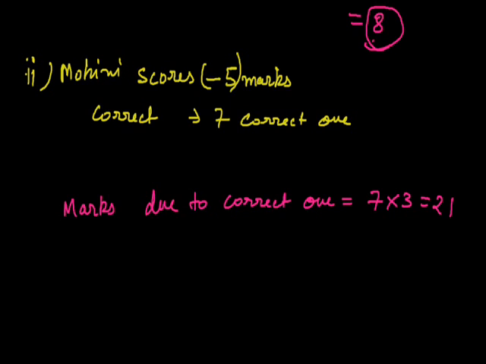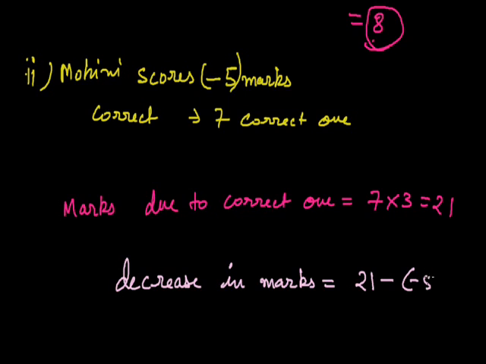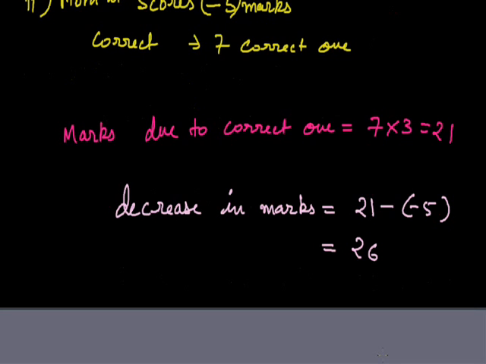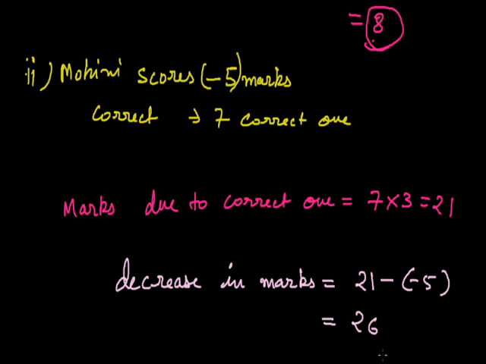Now she has got minus 5 marks. That means there is a decrease in her marks. 21 marks are being lost already, and below that she has got 5 marks below 0. That means we have to subtract minus 5 from 21. This is the decrease in her marks, that is equal to 26. From 21 marks, her marks are being decreased by 26. That's why she has got minus 5 marks.